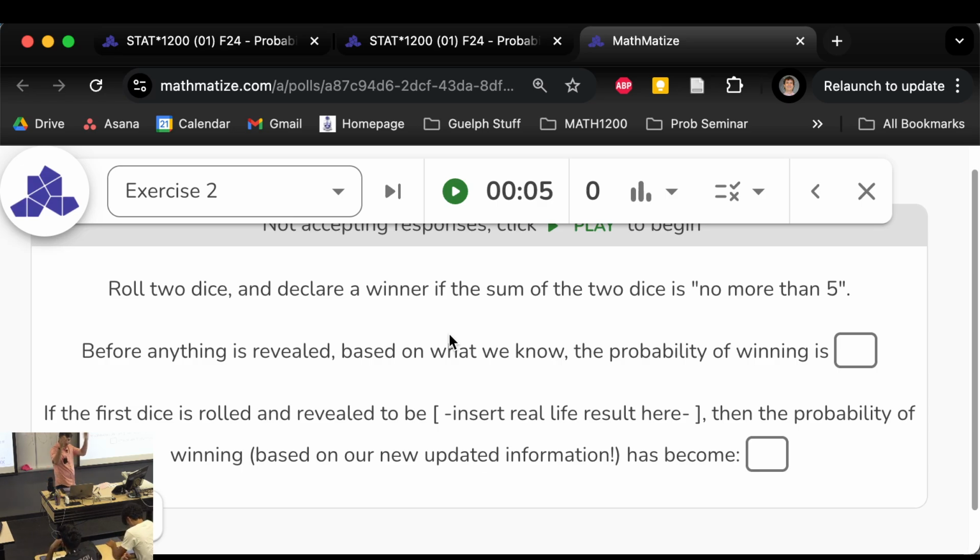So we're going to roll 2 dice, and just like before, we're going to say either Gary wins or loses. Okay? So we're going to say you're a winner if the sum of the 2 dice is no more than 5. So you're rooting for low numbers. Big numbers are bad. Big numbers hurt you. Before we do anything, you can figure out what is the probability of winning. This is like a question from the first day of class.